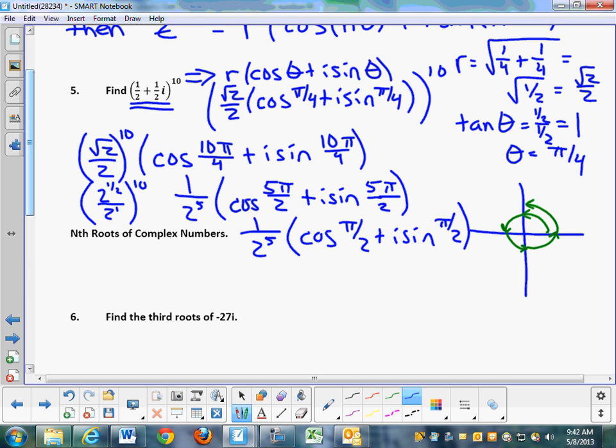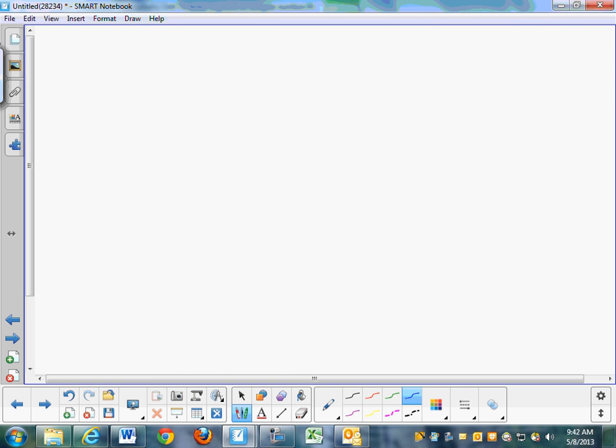I think you guys need to try an example on your own. Are you ready? Here's your example. Blank sheet of paper, back of your notes, whatever you want. Here's your problem: negative 1 plus i square root of 3, to the 8th power. See if you can do that without actually multiplying it out.